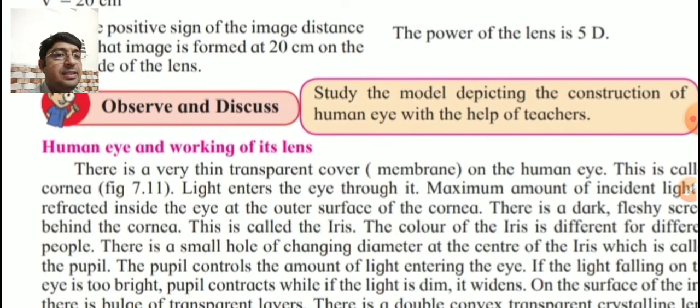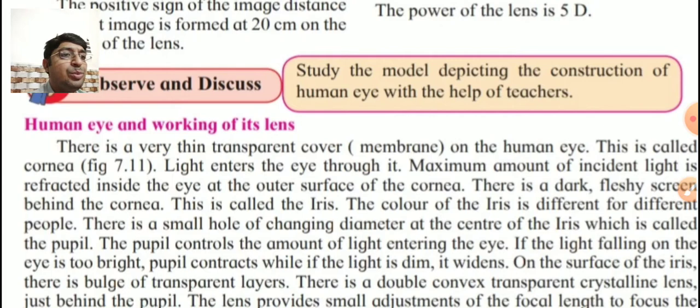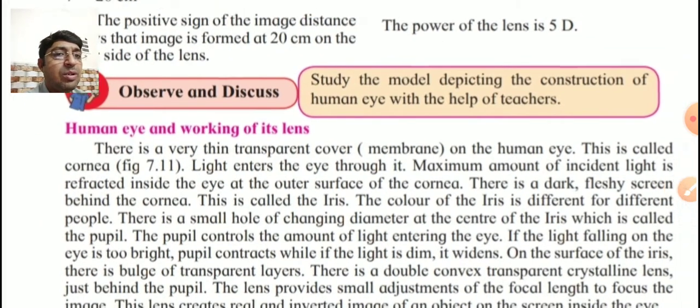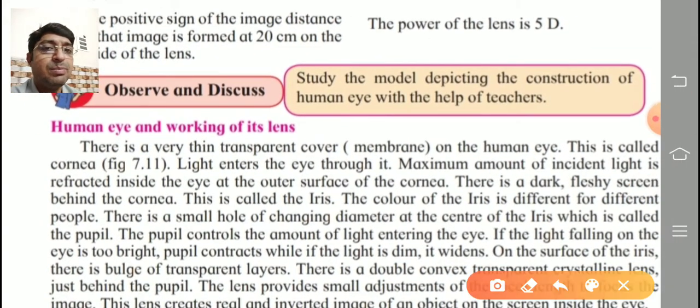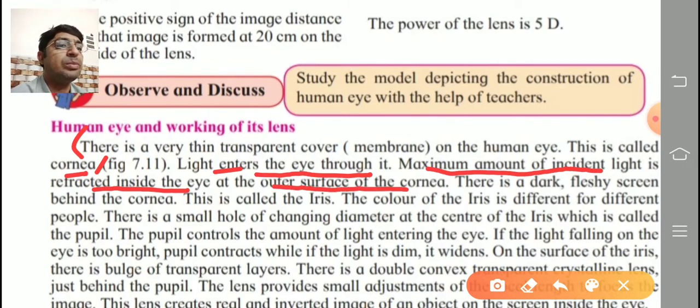There is a very thin transparent cover called a membrane on the human eye. That is called what? Cornea. So the first part is cornea. What is the function? Light enters the eye through it. Maximum amount of incident light is refracted inside the eye at the outer surface of the cornea. That is the function. This is the first part, cornea.